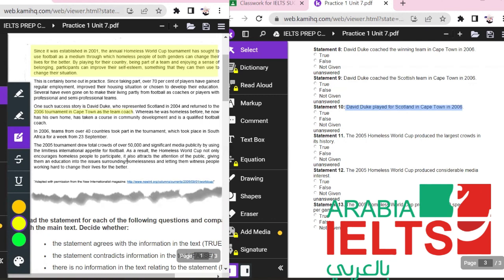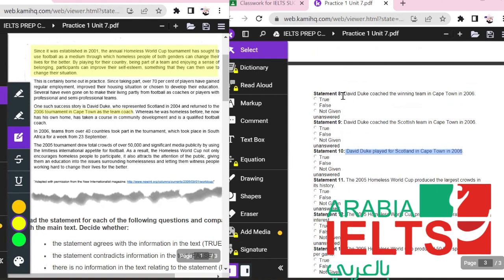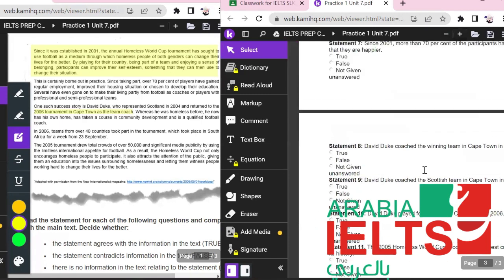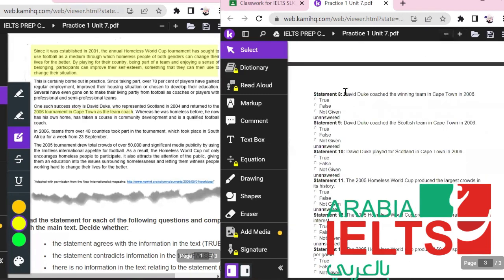Excuse me. I think we answered statement 8 wrongly. This information is not given. Actually, 8 and 9, I'm a bit confused because they're the same, but no, they are not the same. Statement 8 asks about the winning team, which is not given in the paragraph. Statement 9 is given. You're right.